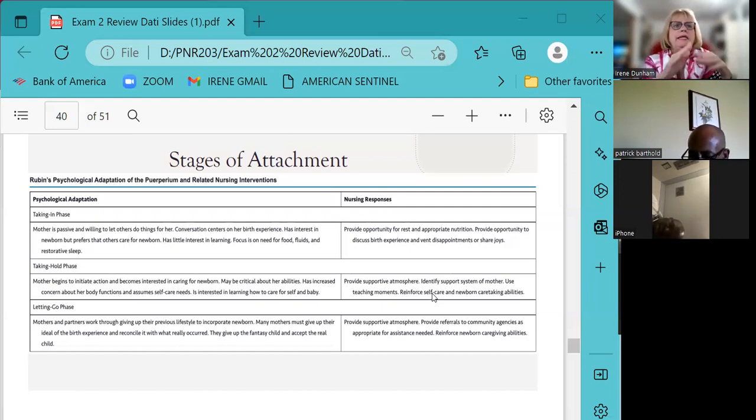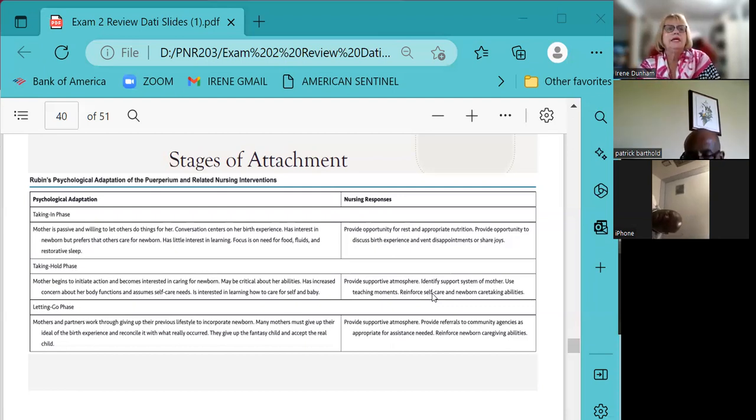And remember, we talked about the taking-in phase, and that's the mother. So this is the first time after delivery, for the first day, she's taking in. I mean, basically, she's focusing on the need for what? Food and fluids. And I need some sleep. She's been through a lot. She's been through a marathon. So she's really interested in herself right now.